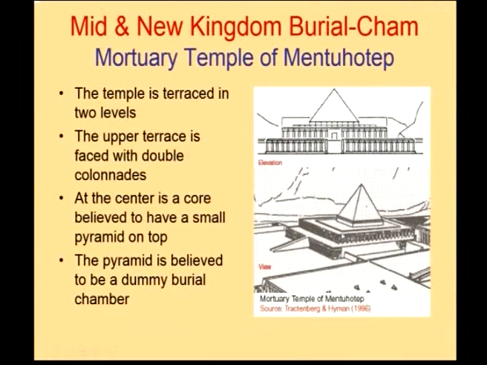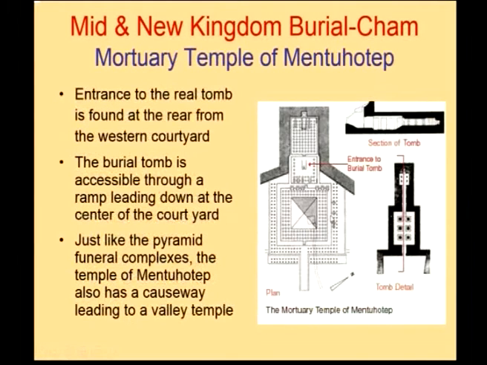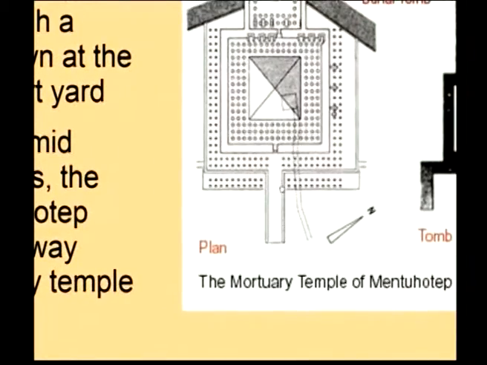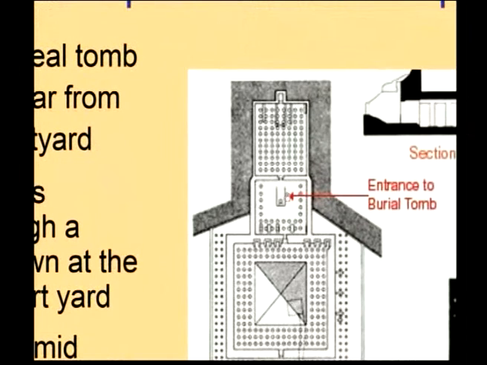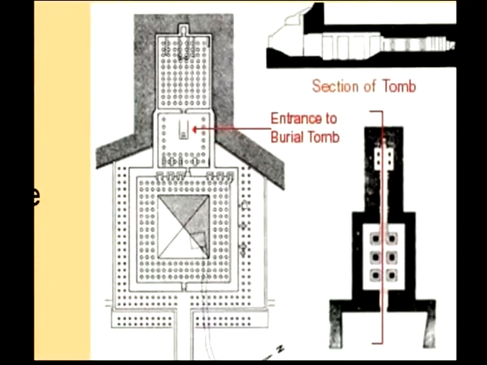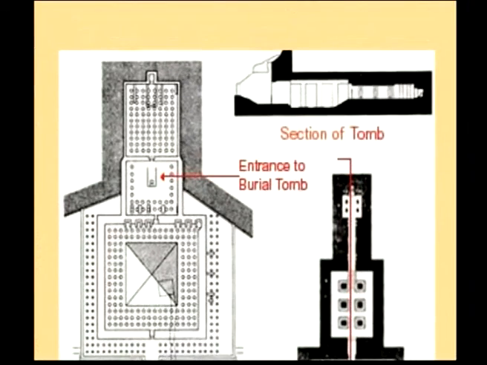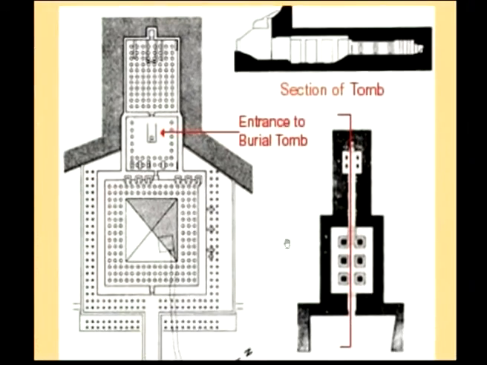As you could see, the double colonnade structure. This pyramid at the center acted as a dummy burial chamber. So, the entire burial complex, the mortuary temple, as you could see, has a number of colonnade structures. The burial tomb is actually placed on the western side of the temple. It is connected to the subterranean chamber below, to the underground.